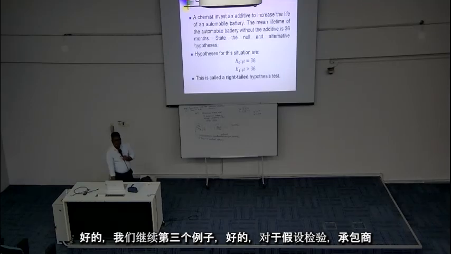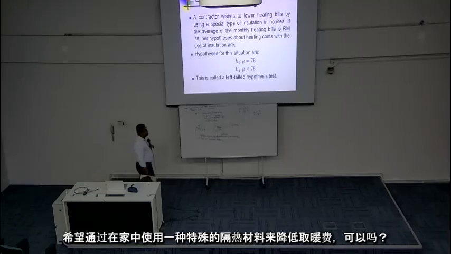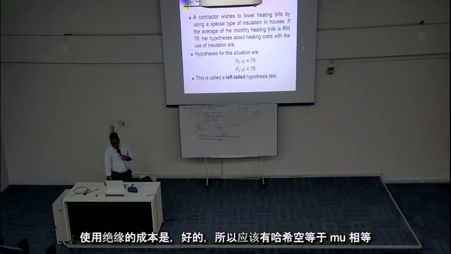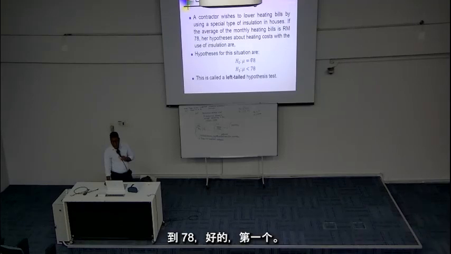Alright, we proceed with the third example. For the hypothesis testing, a contractor wishes to lower heating bills by using a special type of insulation in houses. If the average monthly heating bill is 78, her hypothesis about the heating cost with the use of the insulation is, H null: mu equals 78. That is the first one.